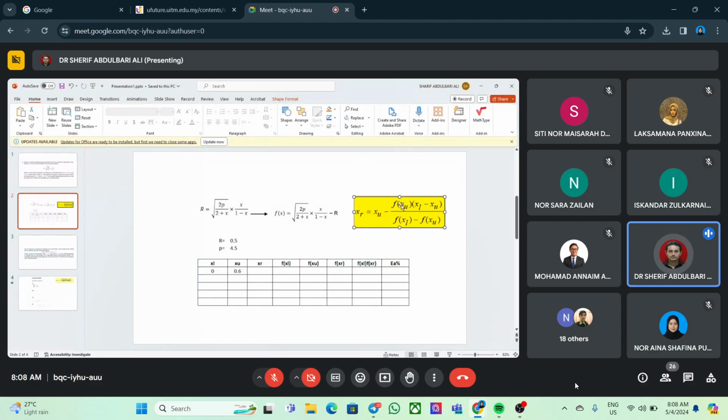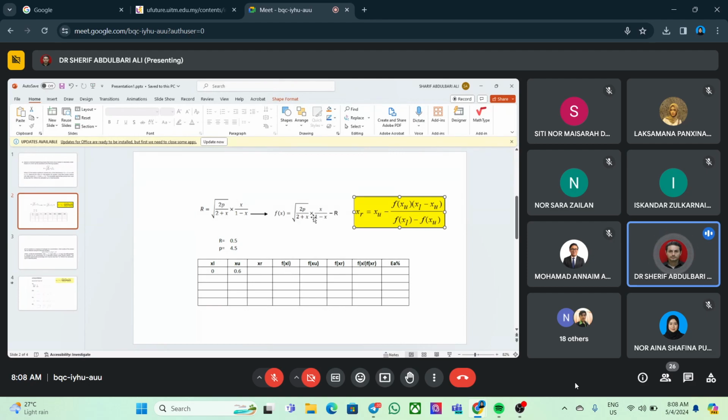I don't have this value yet. X lower, yes, I have, it's 0, minus x upper, yes, it's 0.6, over the function of x lower, I don't have this value, minus the function of x upper, I don't have this value. So I need to get the value of the function at x upper and the value of the function at x lower. Before I can find the value of xr, I need to find the function of x lower.